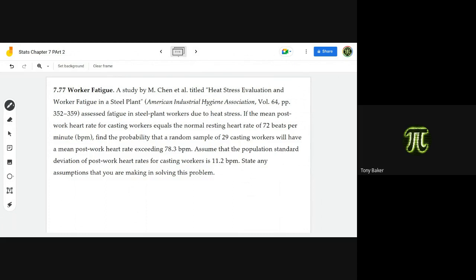We can start to see how these problems all are asking the same process, but asking it in slightly different ways, and asking you to do slightly different things with the numbers. So they give us the mean in this case. They tell us the mean is 72. And they give us the mean of the sample, the 78.3.